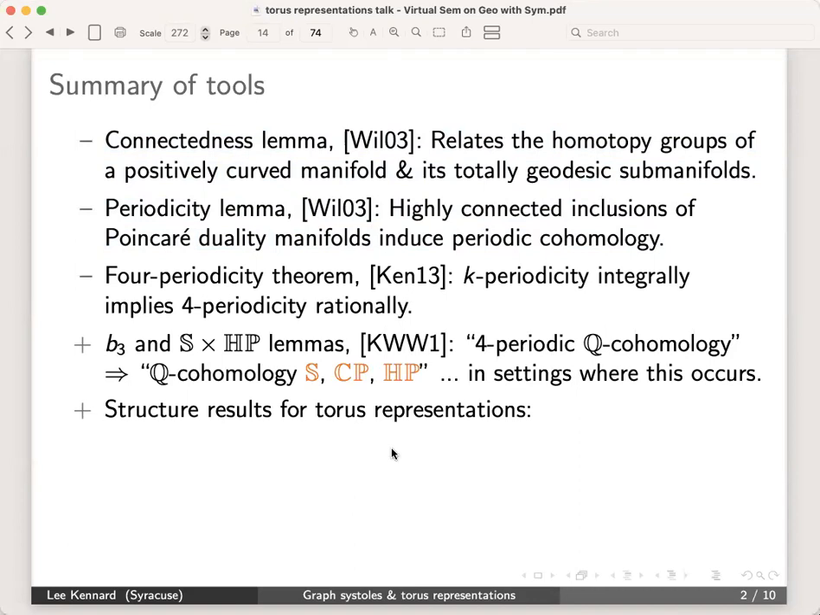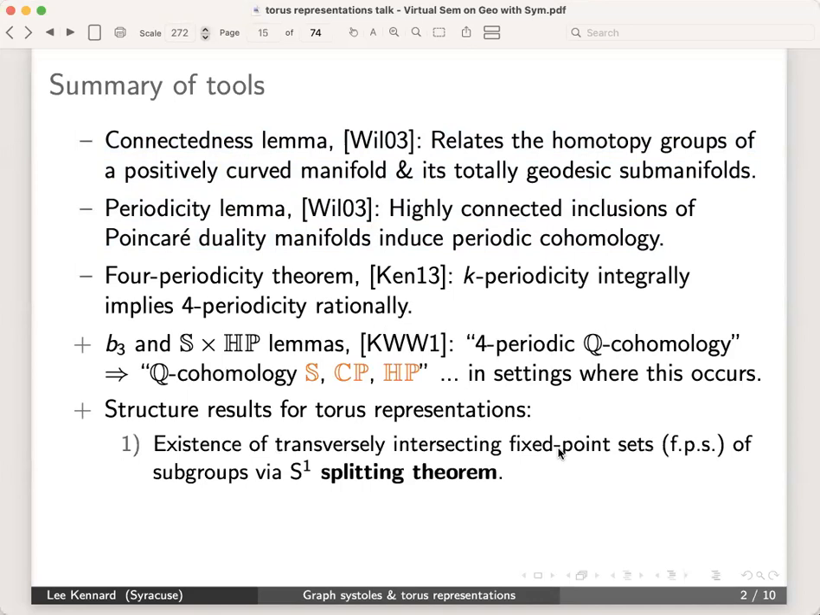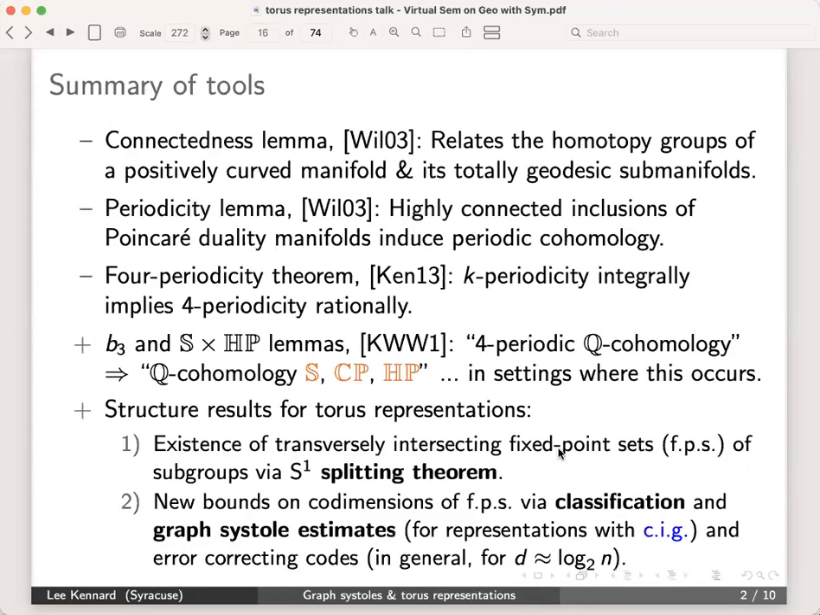So what I want to spend the rest of this talk on is talking about what we prove for torus actions. And specifically for constant curvature, that'd be easy. For positive curvature, we have fixed points, and so we look at the isotropy representations. And so really these turn into just statements about torus representations. The first one is the S1 splitting theorem. This proves the existence of transversely intersecting fixed point sets. I'll get to that in the next slide. And then the second type of result has to do with proving bounds on the codimensions of fixed point sets.